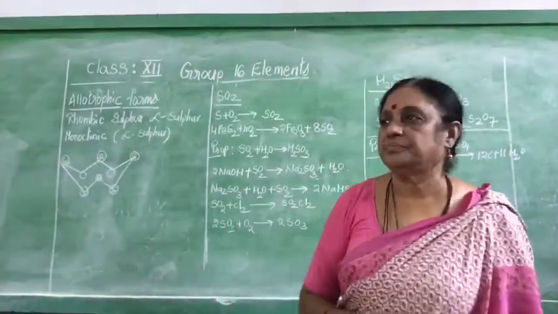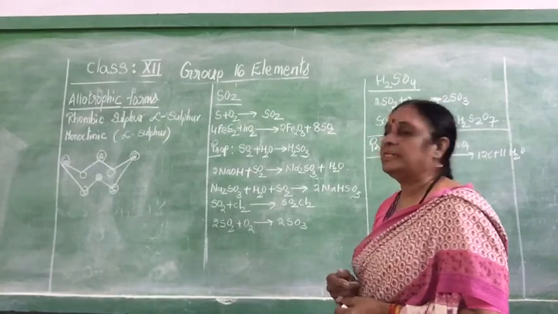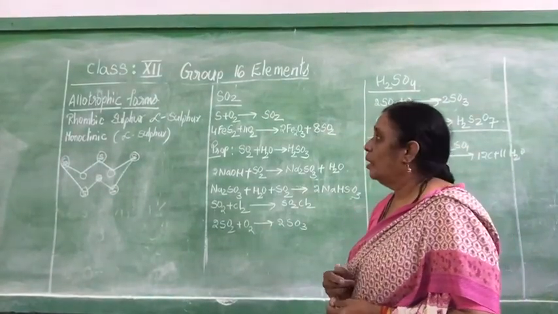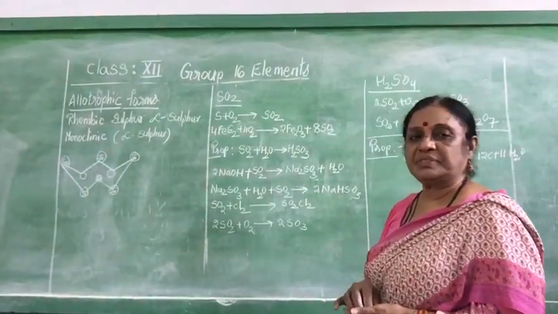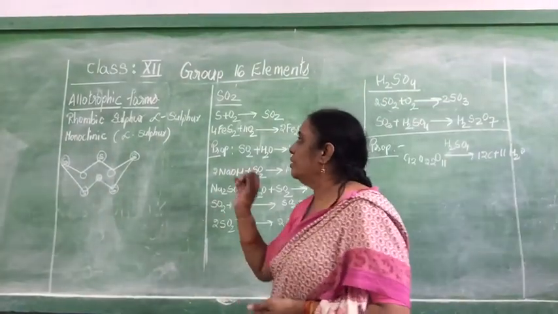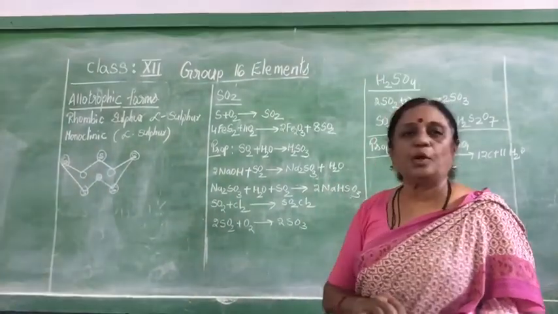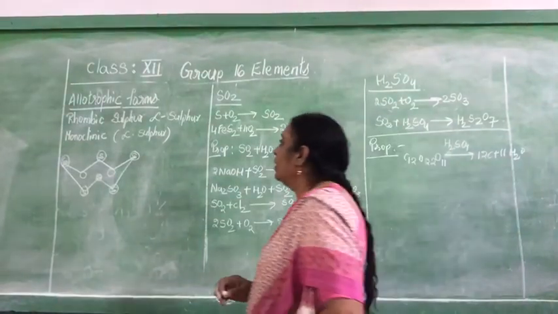Good morning, children. Let us continue the 16th group elements. We did chemical properties, physical properties. Now today we will discuss allotropic forms of sulfur.